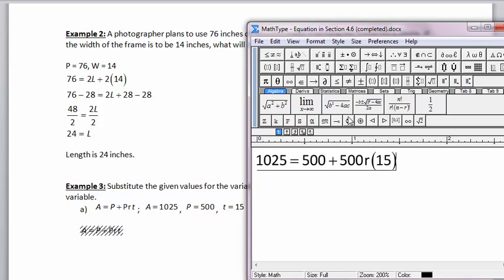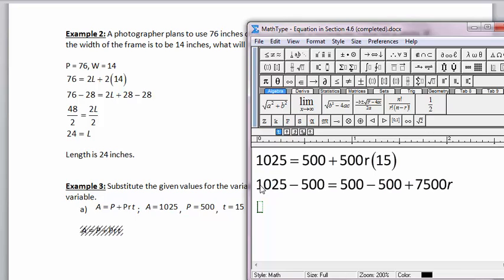Alright, when we simplify this, we're going to want to multiply the 500 and the 15 first so we can get the coefficient of R. We're just going to use the property that says we can rearrange multiplication and multiply those two numbers together. So 1025 equals 500 plus 15 times 500 is 7,500 R. Now we're going to solve for R. Solving for r is going to require that we first subtract this 500 so we can get the r by itself.